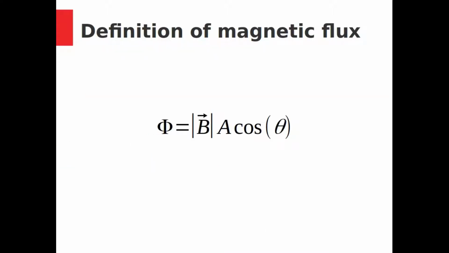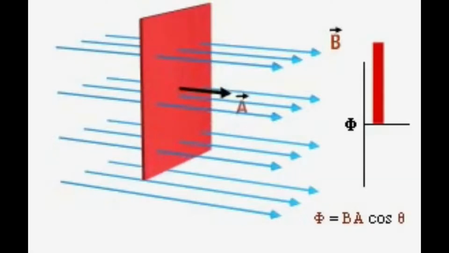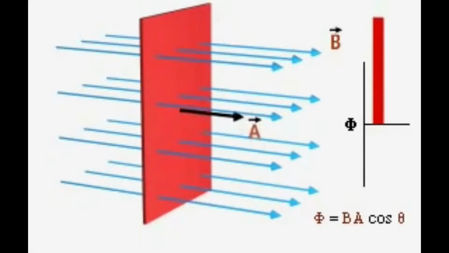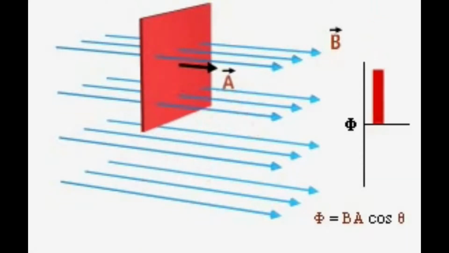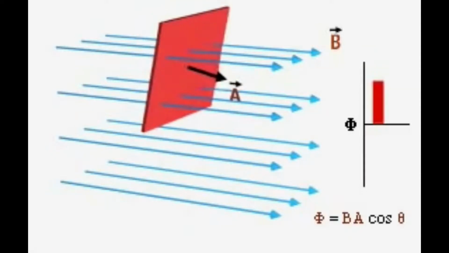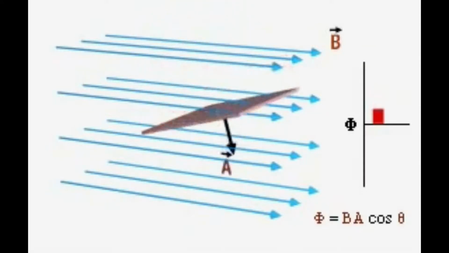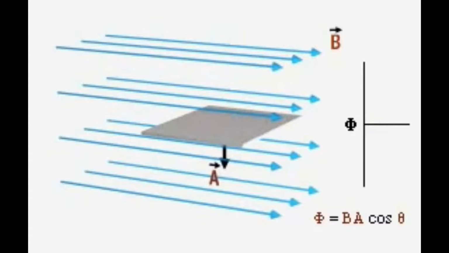To begin, let's revisit a concept we explored a few videos ago, the concept of magnetic flux. Magnetic flux is calculated as magnetic field times area times an orientation factor. It is a way of measuring the amount of field, the number of field lines passing through a certain area. In this visualization, we treat the area as something flat, like a sheet of paper.